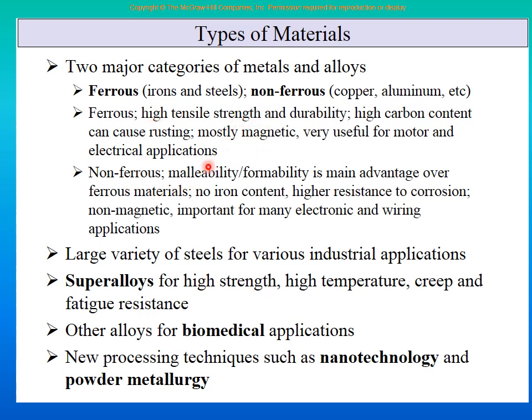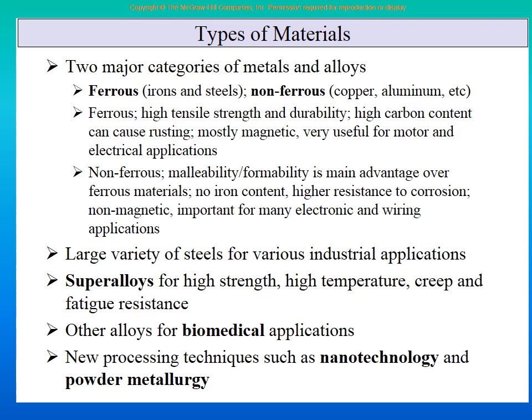Non-ferrous metals are good in malleability and formability. This means that they are more ductile, more soft, and can be changed into new shapes easily. They have no iron content, of course, higher resistance to corrosion, and are non-magnetic, and therefore important for many electronic and wiring applications because they are non-magnetic, so we need them, right? So ferrous and non-ferrous are two big categories of metals and alloys.